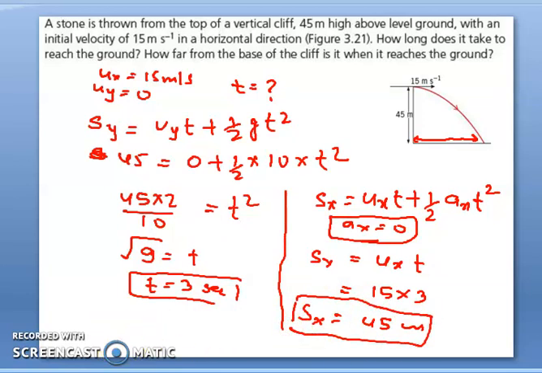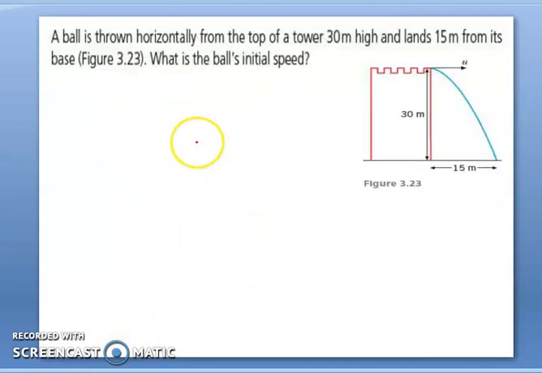Okay, now moving to the next question. A ball is thrown from the top of a tower. Again the same kind of question, the top of the tower is 30 meter. In this case, Sy is given, Sy is equal to 30 meter and Sx is 15 meter. And u is what they are asking us to find out.